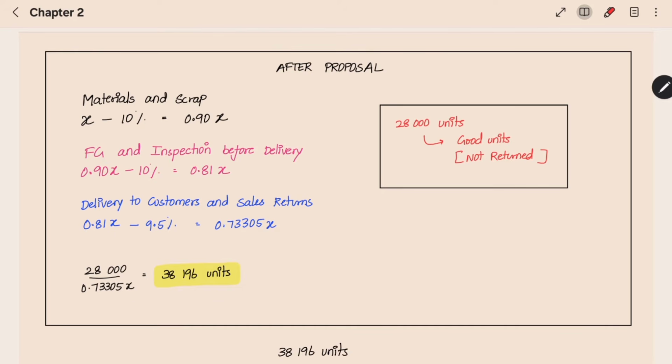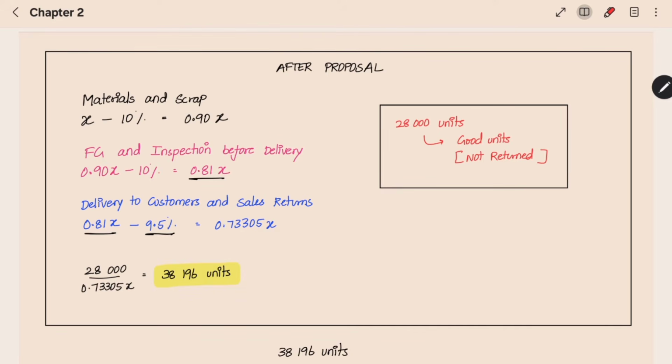This is the working for after the proposal. After the proposal, if we buy x number of units, 10% of material will go scrap. This much is the remaining material. That will be converted to finished goods. Out of that, again 10% will be faulty production which will be removed. This 10% was earlier 20%. After the proposal, it is reduced to 10%. Now, this much is the production units after removing the faulty units. This we will deliver to the customer. 0.81x delivered to the customer.